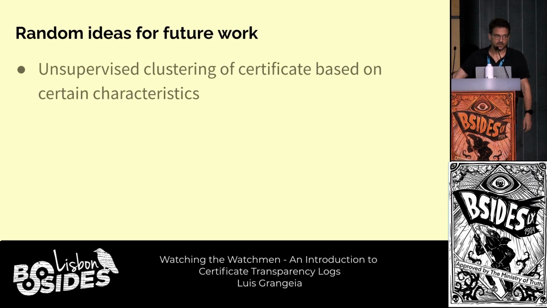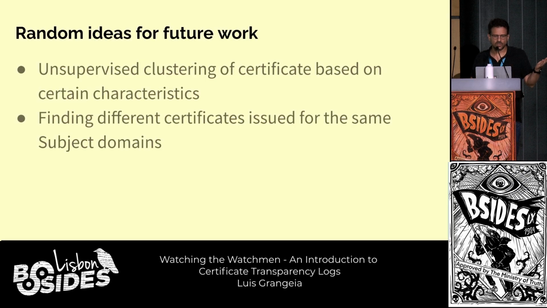So yeah, I'm almost at the end, sorry. I have a lot of ideas for future work around this, and again, this is really just scraping the surface. You could do machine learning, unsupervised clustering, for example, taking certificates, creating a feature vector, and then clustering them using an unsupervised algorithm just to see graphically which certificates are more similar to each other. So we can potentially find clusters of interesting data. Second one is finding different certificates issued for the same subject domains.